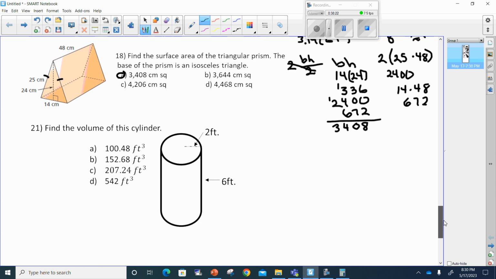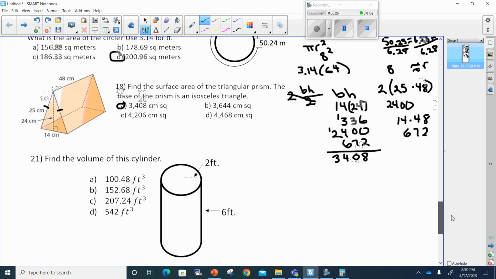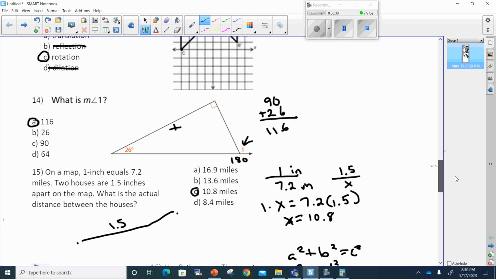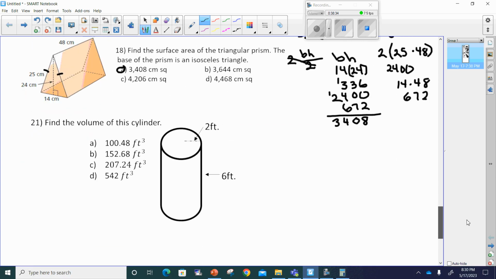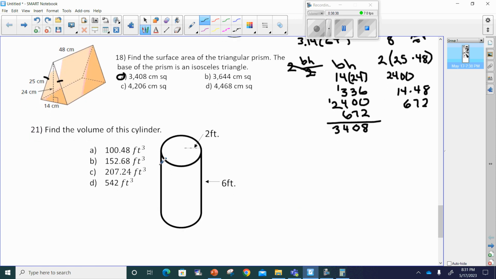Looks like we jumped here from 18 to 21. I'm not quite sure what happened here. We're going to look at 21 here and then see exactly what happened. And then I'll come back to you. But I want to solve this one here.